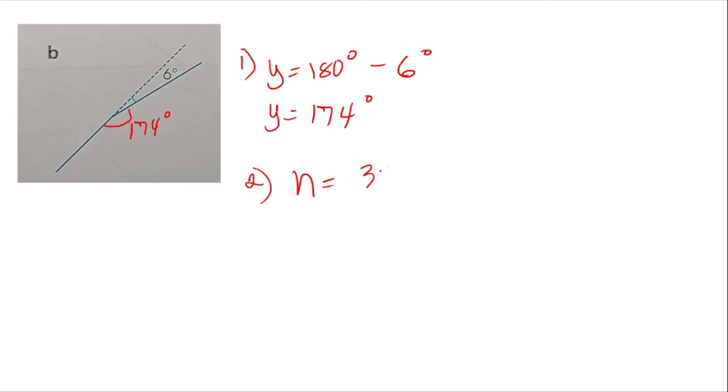Okay, number 1, the interior angle. So y is equal to 180 degrees minus 6 degrees. So y is equal to 174 degrees. So next, pwede natin sulat. Number 2, number of its sides. So n is equal to 360 degrees divided by the measure of exterior angle, so 6 degrees. So n is equal to 60, ang unit natin, sides.